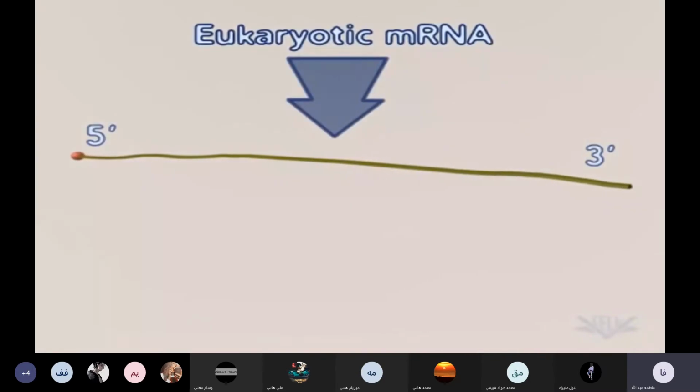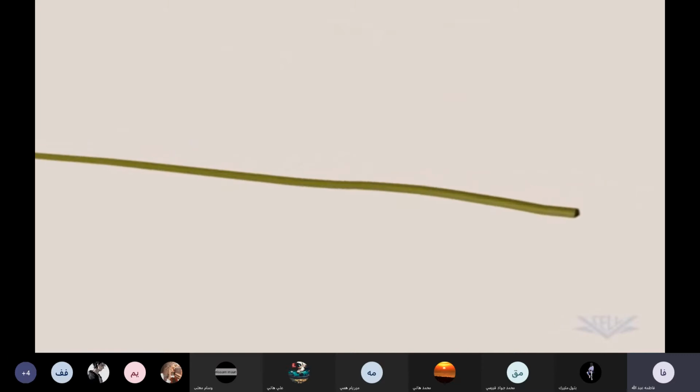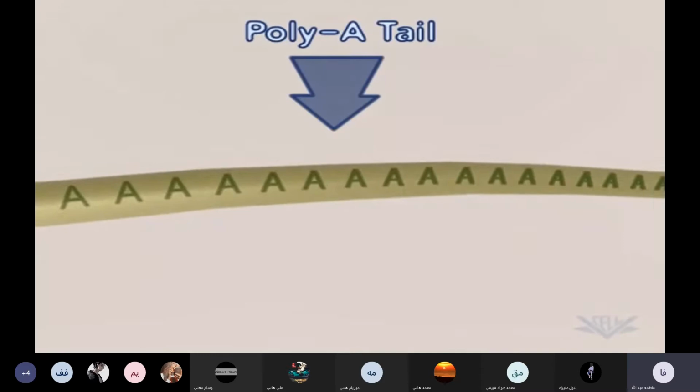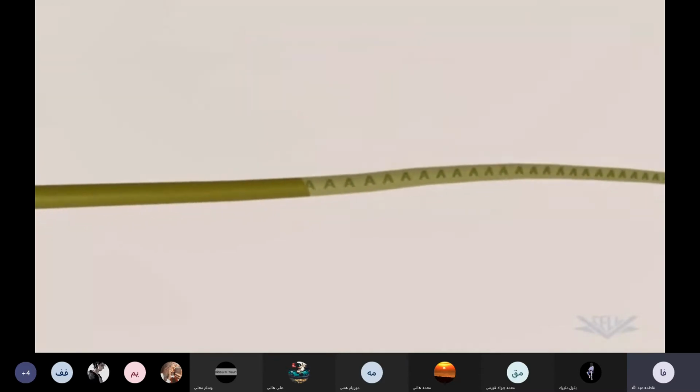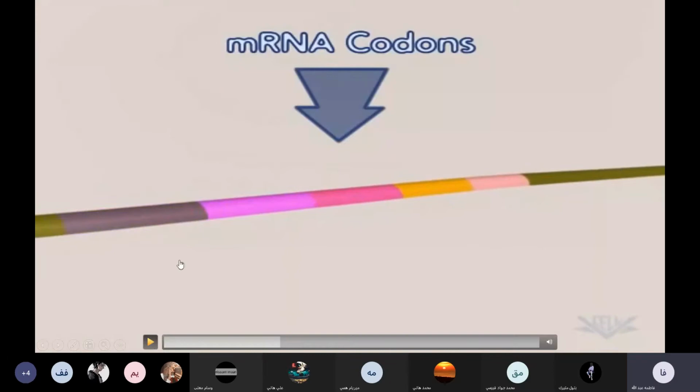Eukaryotic mRNA, the substrate for translation, has a unique 3' end called the poly A tail. mRNA also contains codons that will Okay, the poly A tail هي المطرحة that is not translated.